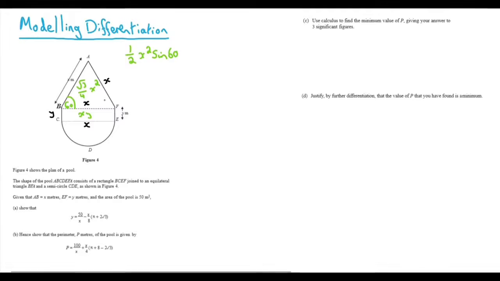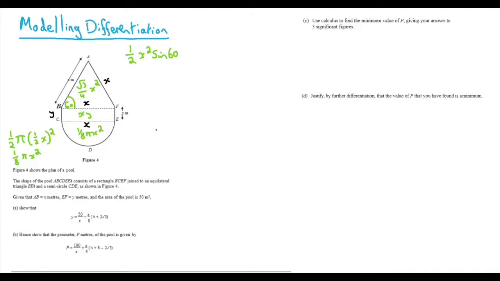As for the area of the semicircle, well, the full circle would be pi r squared. Because x here is from C to E, from one side of the semicircle to the other, that makes it the diameter. So half of that for the radius will be half x, and that gets squared. But then also, because it's a semicircle, we're going to halve that as well. So what we end up with is a half squared is a quarter, and a quarter times a half is an eighth. So it's an eighth pi, and then x is squared as well.